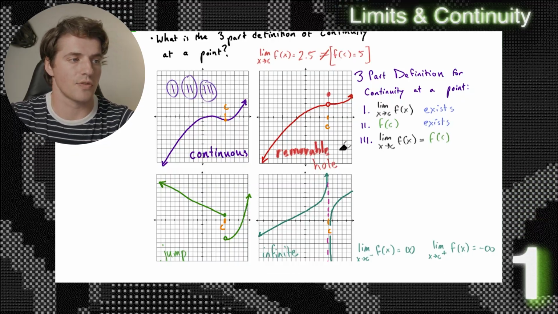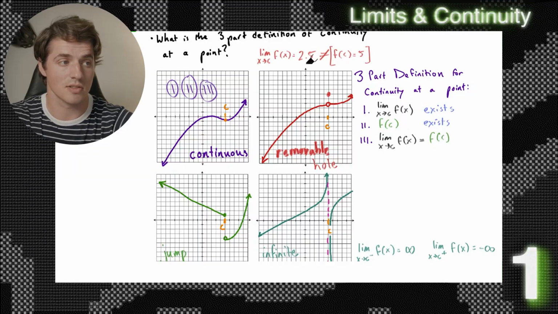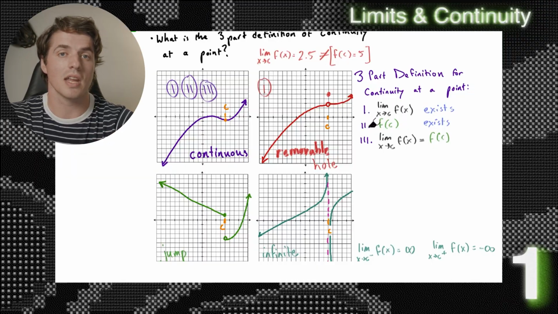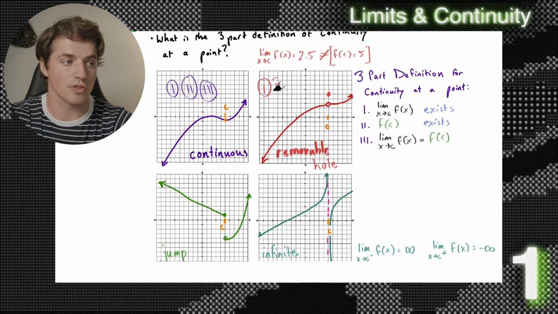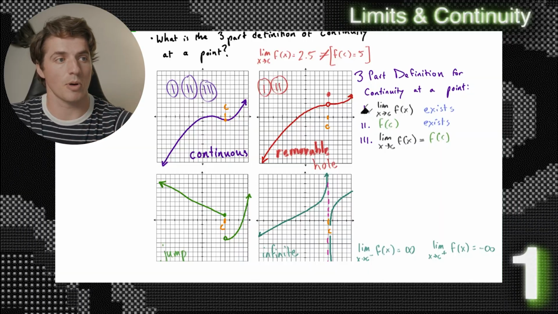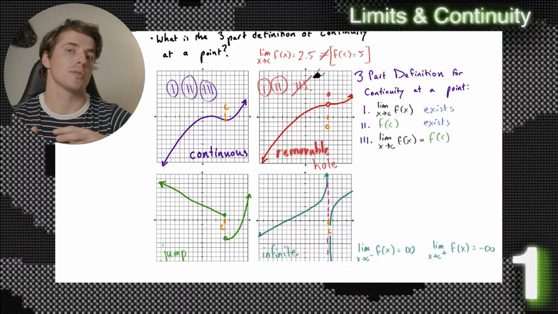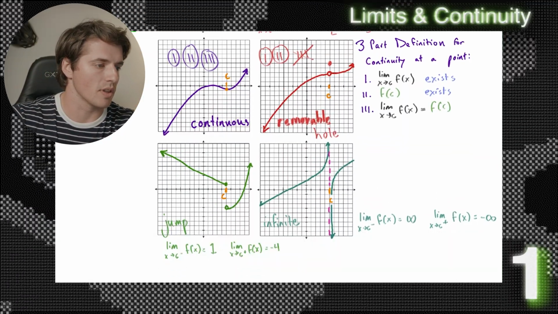If we go to our next function, the limit as x goes to c of f of x, that does exist. It's about 2.5, so that's good. When we go to the next part, f of c, that's about 5. So that exists, that's good. But the first part and the second part are unequal. So that's how this function breaks the 3-part definition. And then we'll cover that with the last two.